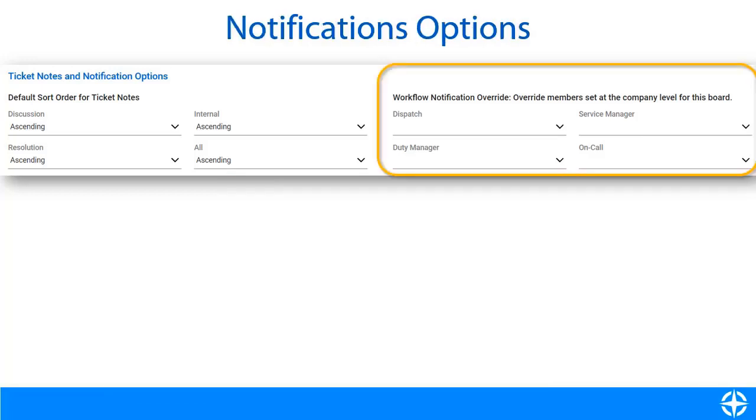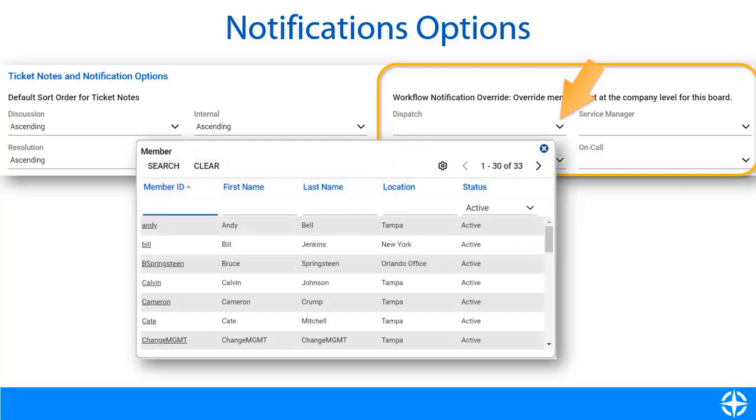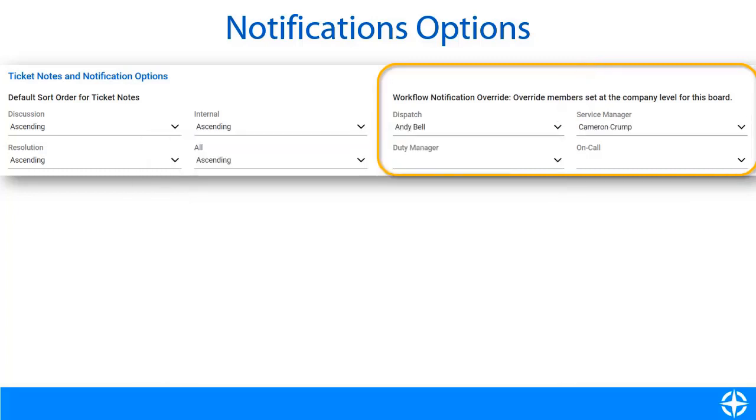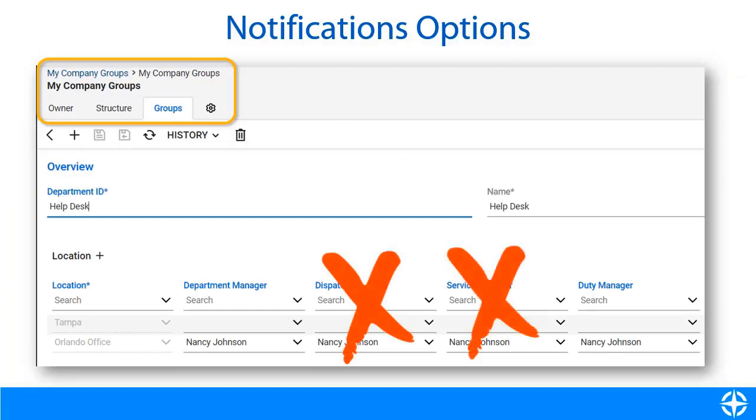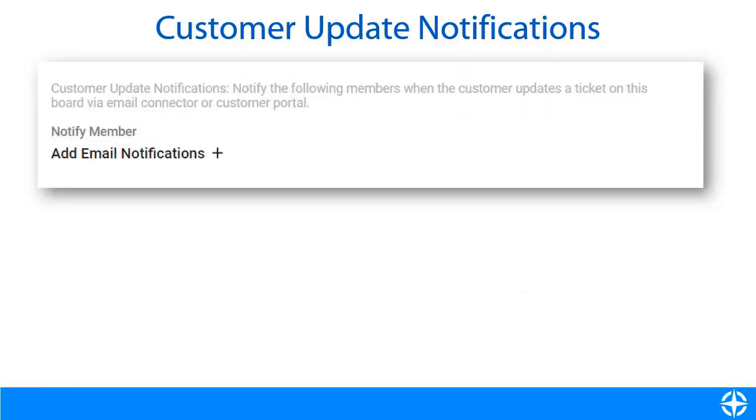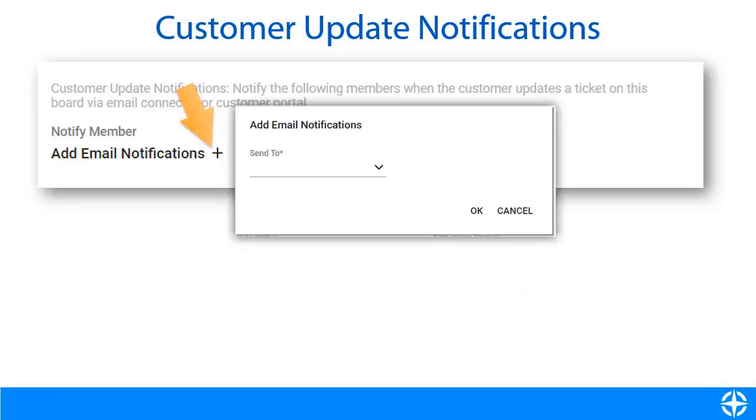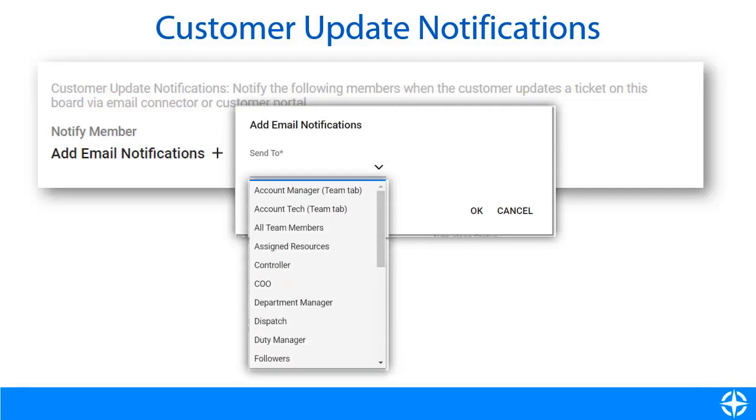In the Workflow Notification Override area, pick a specific recipient for a status notification. For example, notify the dispatcher when a new ticket is created on the portal and notify the service manager for follow-up when a ticket is closed. The notification recipients that are set here will override other role-based options that are defined on the My Company screen. When a client updates a ticket through the portal or email connector, you can get copied on that update. This area designates what role will be notified.